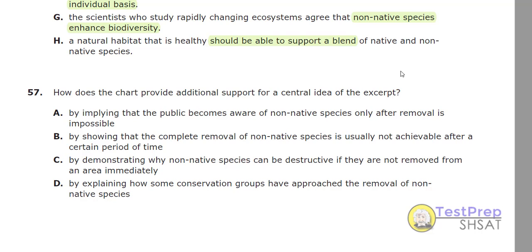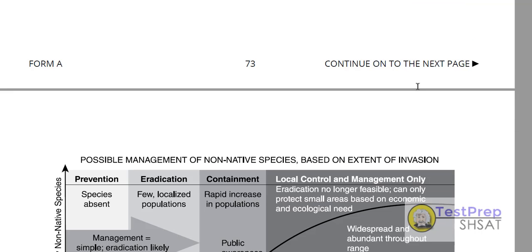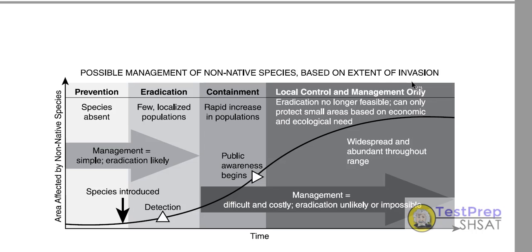57. How does the chart provide additional support for a central idea of the excerpt? Let's go ahead and look at the chart. So the chart is a chart of possible management of non-native species based on extent of invasion over time. So vertical is area affected by non-natives, horizontal is time. So over time, non-native infection becomes higher and higher.